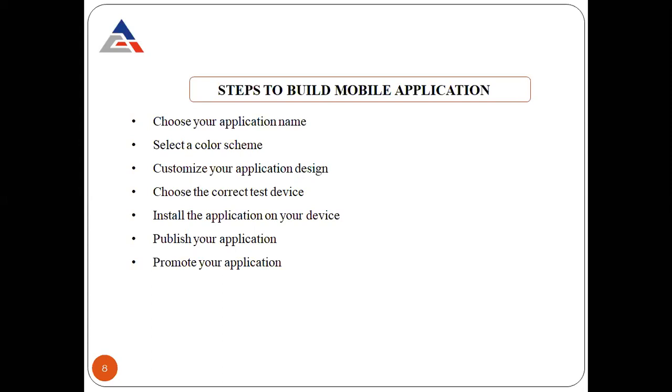Install the application on your device. Publish your application. Publish application means that to do the marketing, you have to publish your application on the internet so that people will go and can easily check that a new application has been installed in the market. You can promote your application, and always give promotion to your application. The more promotion you give, the more customers will install your application on their mobile phone.